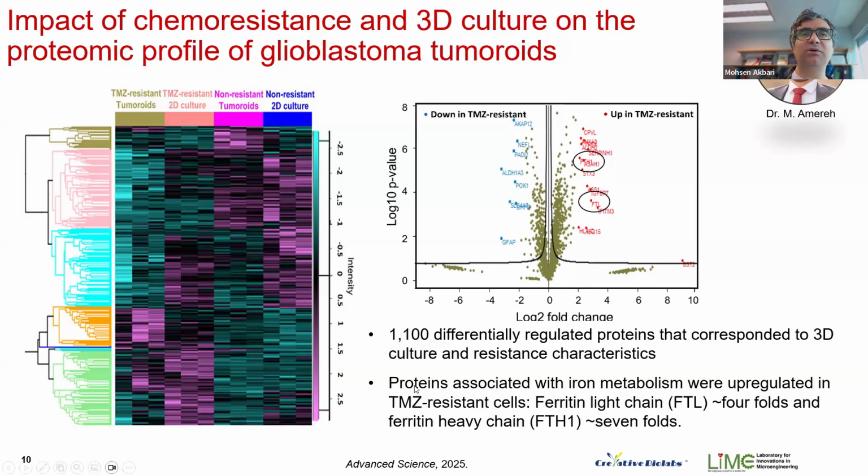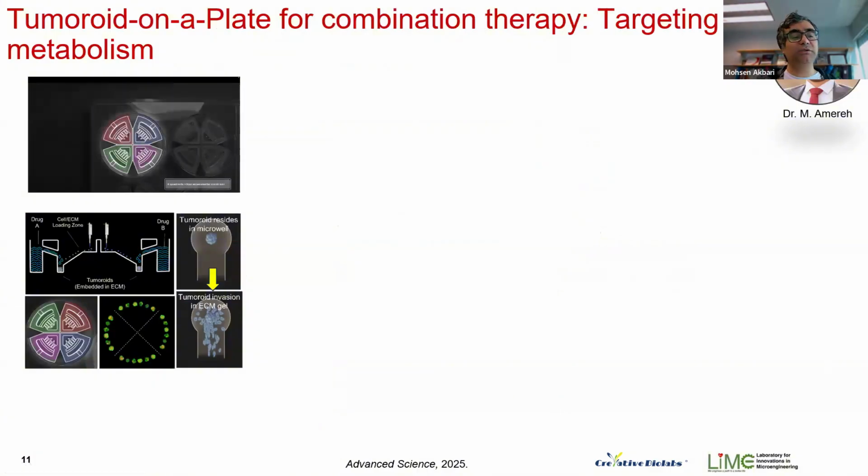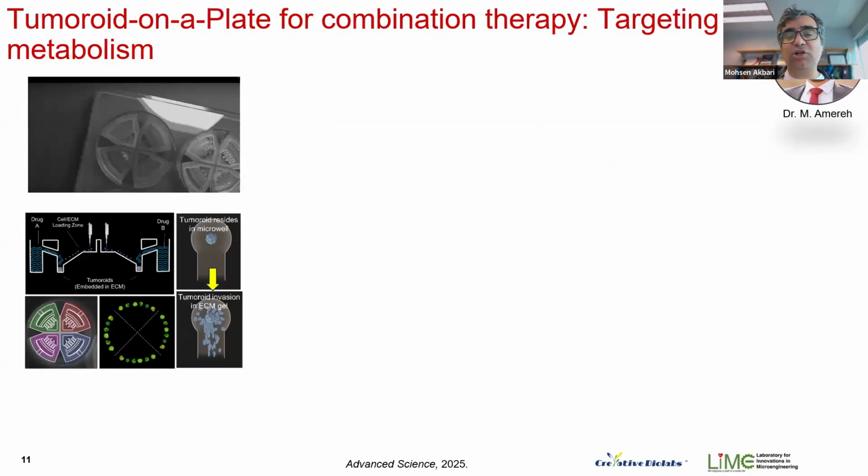And specifically, we identified proteins associated with iron metabolism, including upregulation of ferritin light chain and ferritin heavy chain, which were upregulated 4-fold and then 7-fold. And that motivated us to look into the possibility of intervening in iron metabolism to address the challenge of temozolomide resistance.